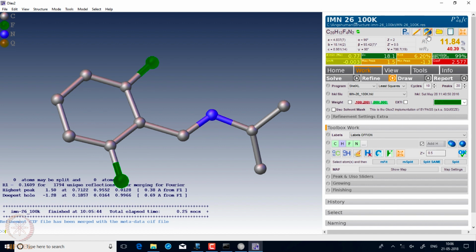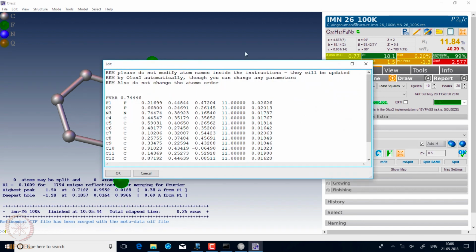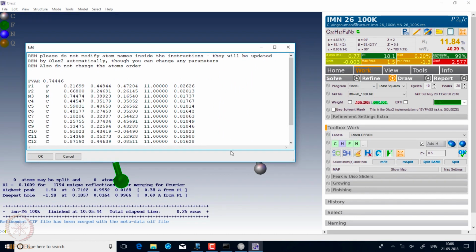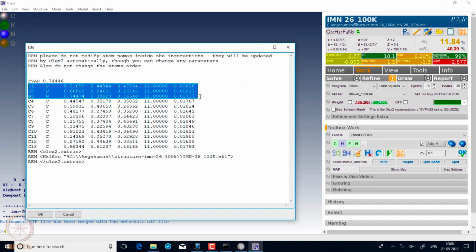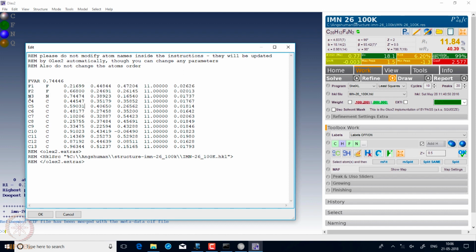If we click on this sphere on the right hand side, which I am showing here, it then gives you the information about the atoms that have been found. So it gives you the numbers, the type of atom, whether it is fluorine, nitrogen, carbon and all that. Then you have fractional coordinates x by a, y by b and z by c. And this number 11 indicates the 100% occupancy.